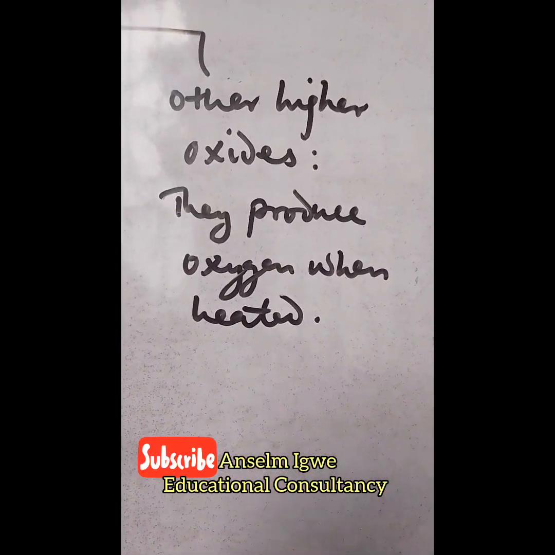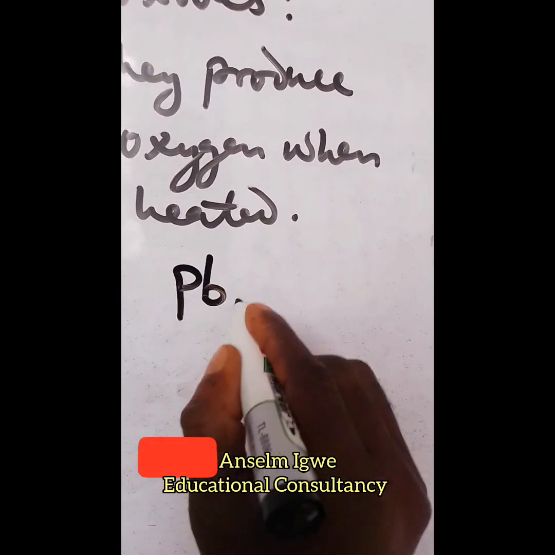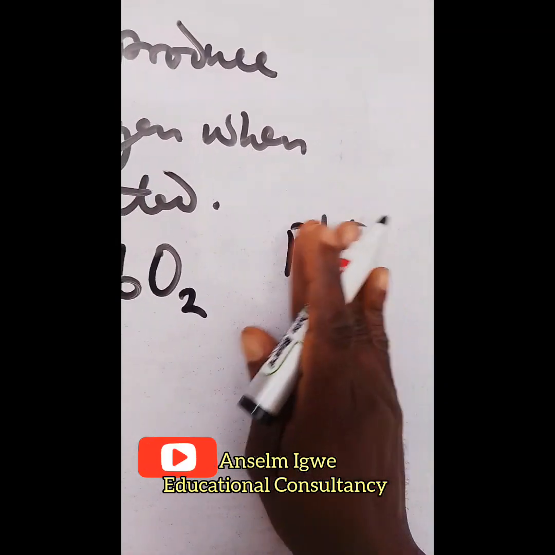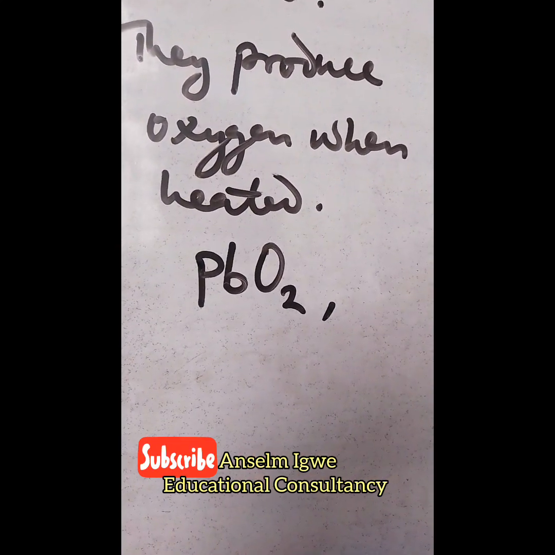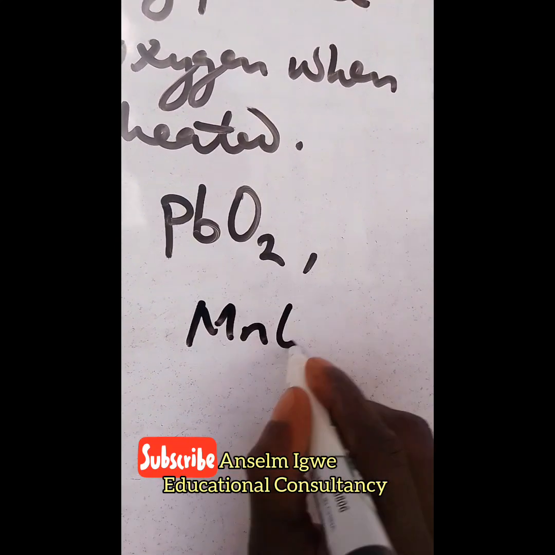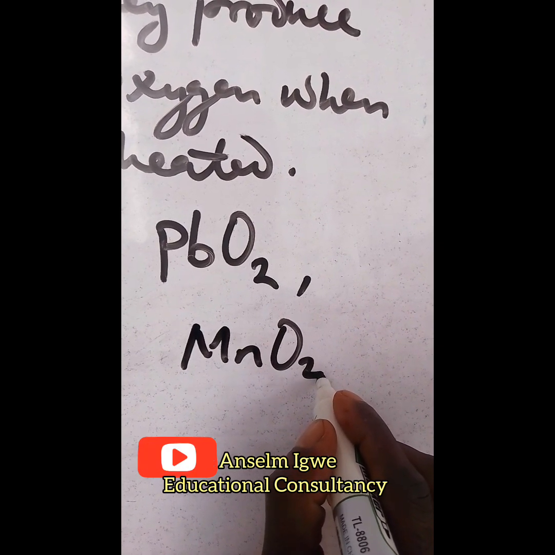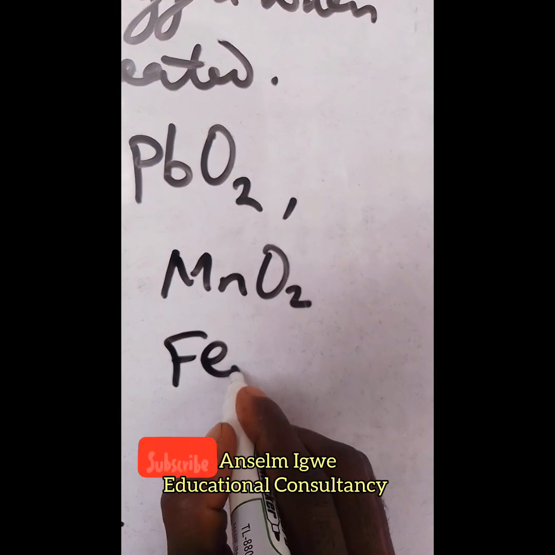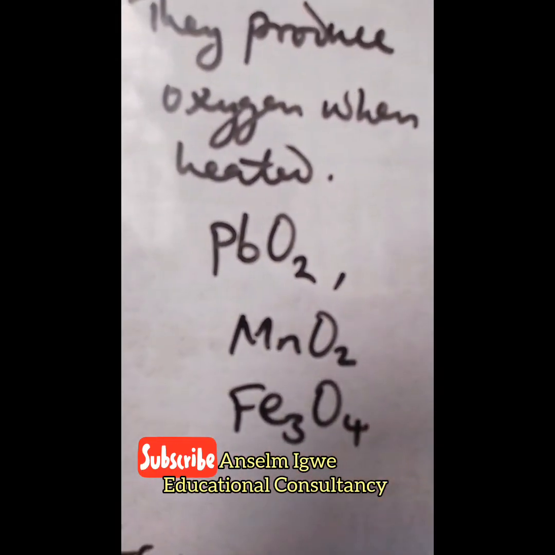Examples of other higher oxides are lead 4 oxide, not lead 2 oxide, PbO. Now, lead 4 oxide. We also have manganese 4 oxide. We also have iron 2 diiron 3 oxide. These are other higher oxides.